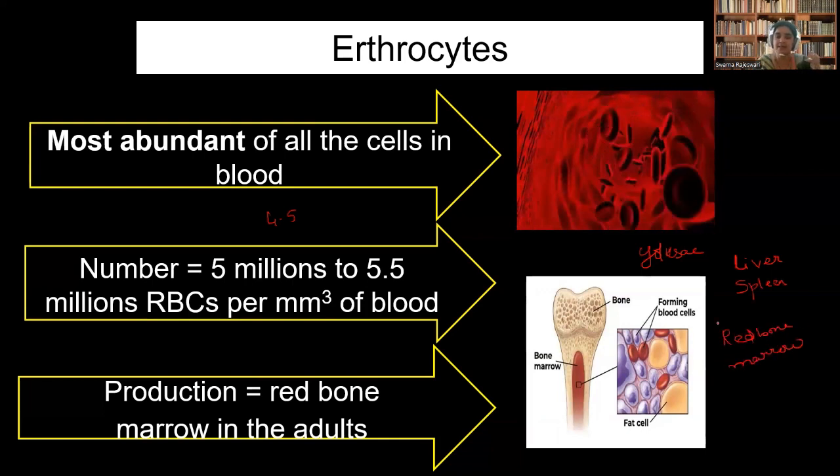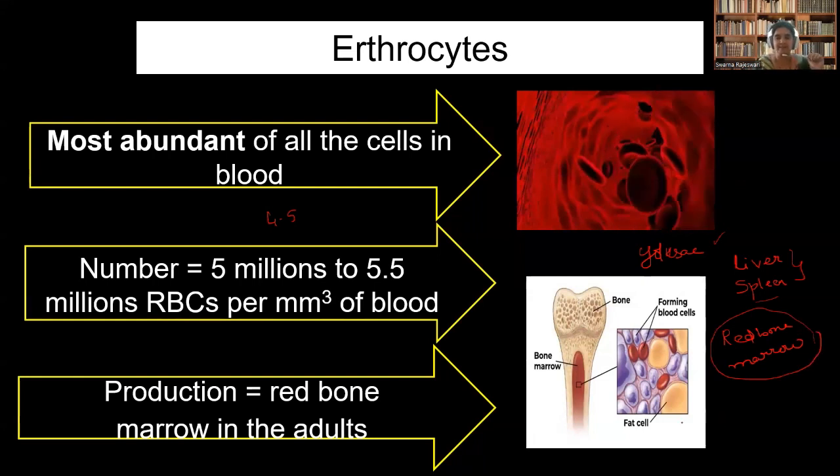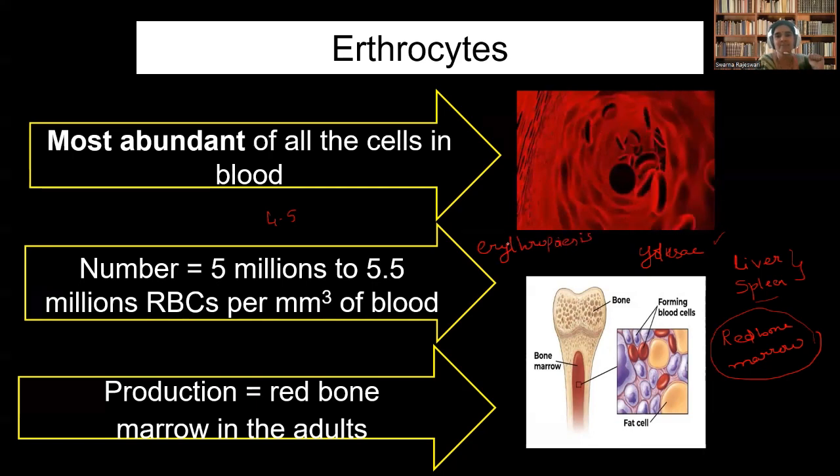In the embryonic stages, the yolk sac will be responsible for the formation of the RBCs, whereas later even the liver and spleen are also responsible for the formation of RBCs. But after birth, red bone marrow is mainly responsible for the formation of RBCs. And the name given to the formation of RBCs is erythropoiesis. Formation of RBCs is called erythropoiesis.